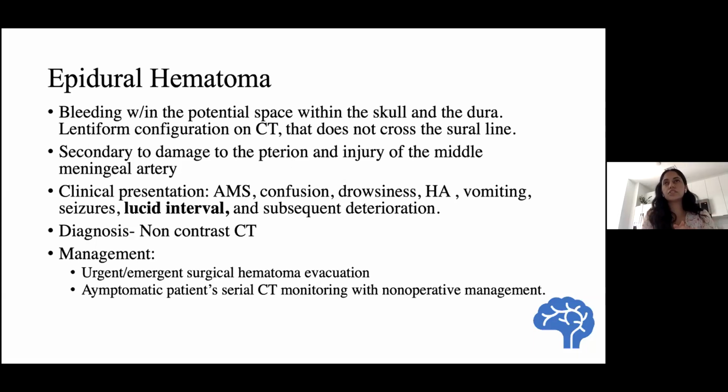And sometimes you can actually get what is known as the swirl sign, where you have a hyperdense opacity, and within it, you have some hypodense component.